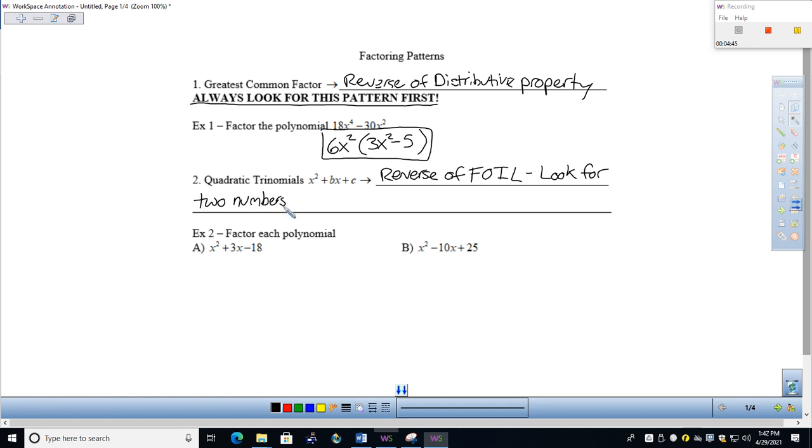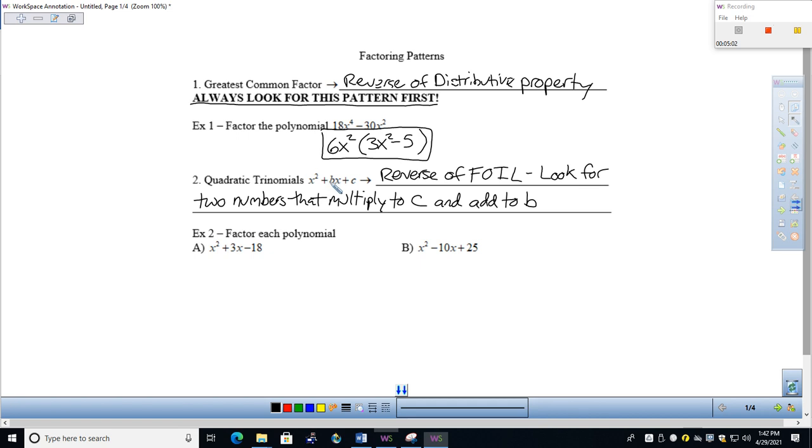And the little rule of thumb that we're going to use here is to look for two numbers that multiply to C, so that's this value right here, so we need two numbers that multiply to C and add to B. So when I'm looking for my combination, when I get to factoring here, I'm looking for two numbers that multiply to this and add to this.